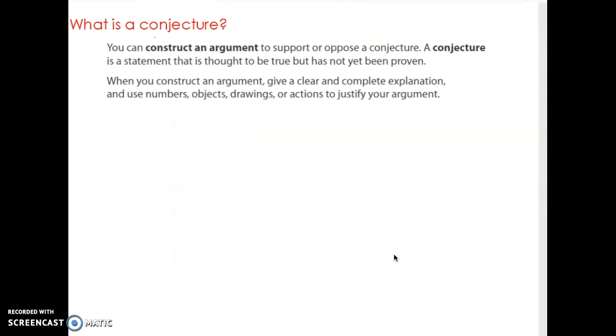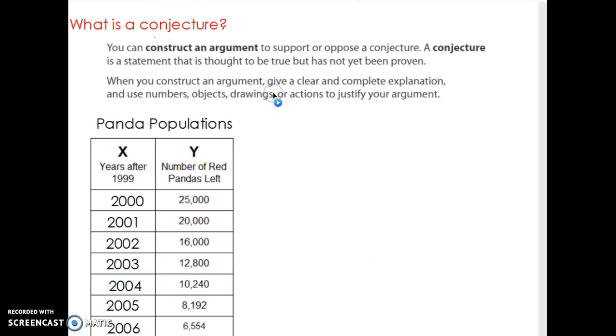So in order to be successful with today's lesson, and in order to prove or disprove conjectures, you need to understand what a conjecture is. A conjecture is a statement that is thought to be true but has not yet been proven. And then once you are given a conjecture, you can construct an argument either for or against, whether you agree and you can justify, or perhaps you disagree and you can justify your thinking. So let's take a look.